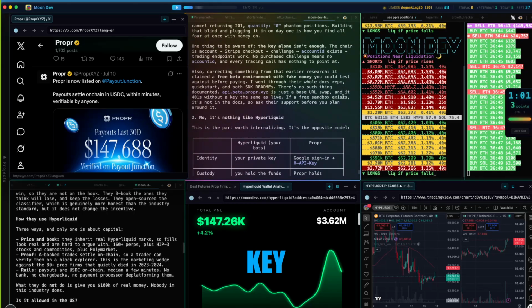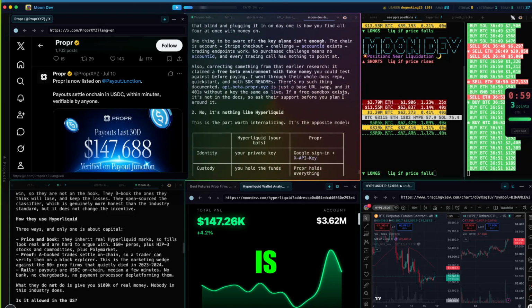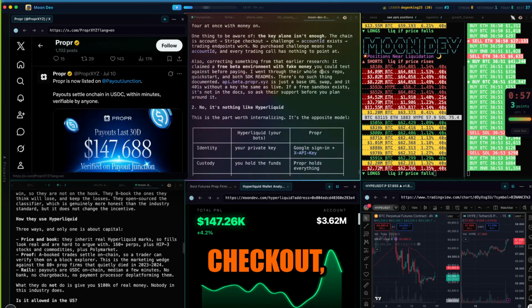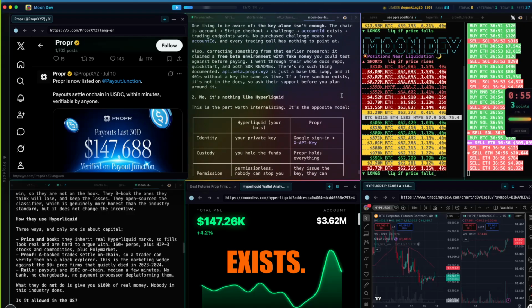One thing to be aware of, the key alone isn't enough. The chain is account, Stripe checkout, challenge, then the account ID exists. Okay.